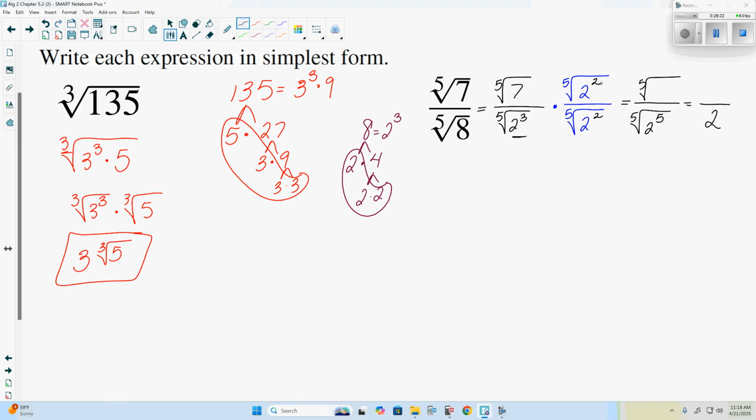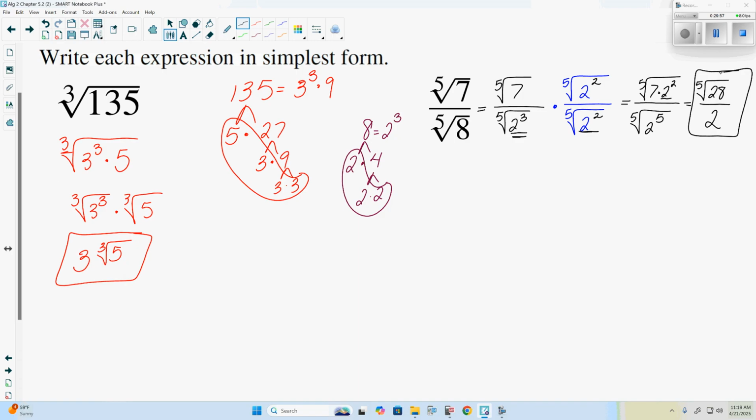So what we can multiply on top and bottom of this fraction is 2 to the second power. Because we can multiply the numbers inside. Well, 2 to the third times 2 squared. When we multiply those like bases, we add the exponents. Well, 3 plus 2 is 5, so it will give us that 5th root of 2 to the 5th on bottom. On top, we multiply these here. Well, 7 times 2 squared, which is 4. And 4 times 7 would give us 28.